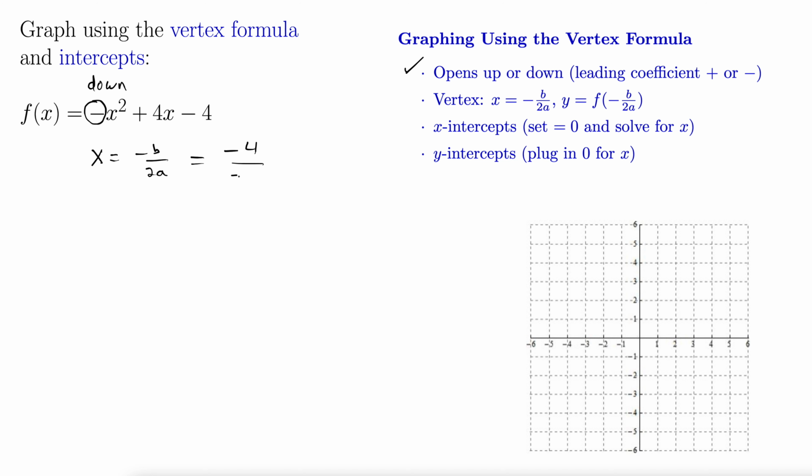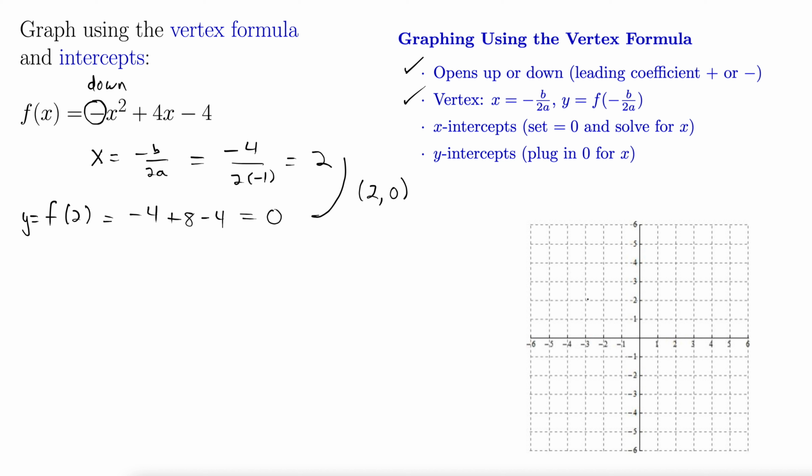Negative 4 over 2 times negative 1, so that gives us positive 2. Plugging that into the function to get the y-coordinate, so we'll say y equals f of 2. Alright, so what is that? Negative 4 plus 8 minus 4. That looks like 0 to me. So we can combine these into an ordered pair to get the actual point, (2, 0). Alright, so there's our vertex.